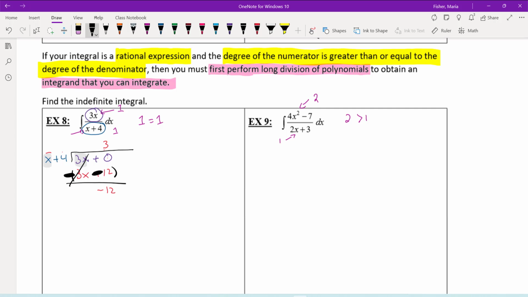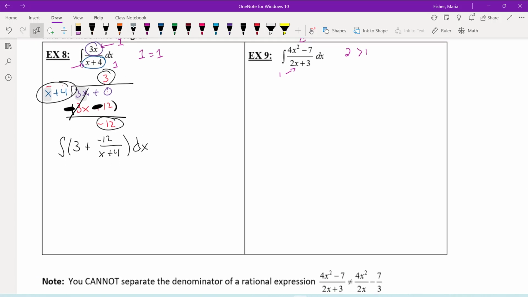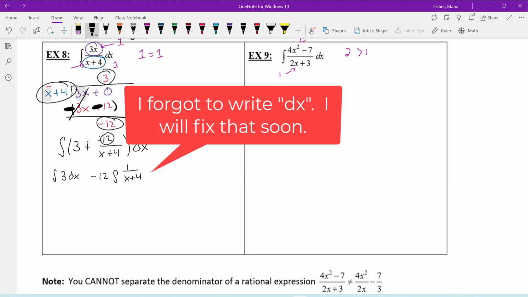What does that mean? That means that this becomes the indefinite integral of your quotient, which is 3, plus your remainder, negative 12, over your divisor, x plus 4. Now we have something that we can integrate. Well, the first thing we know is that we can split this up into two separate integrals. So we're going to look at this as the indefinite integral of 3 dx, and then plus a negative is really minus. This 12 is a constant multiplier. We're going to pull it out of the integral, and all we're left with over here is 1 over x plus 4. Well, this here is basic form. I know how to integrate that.